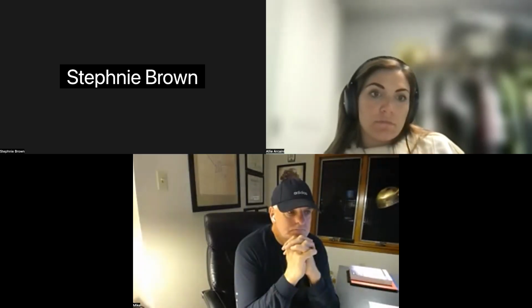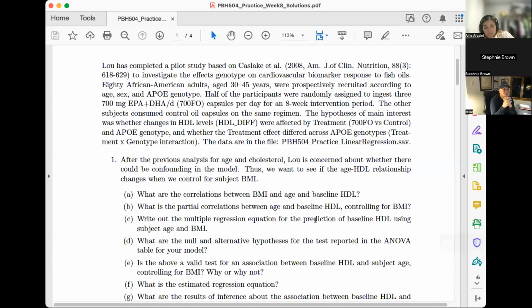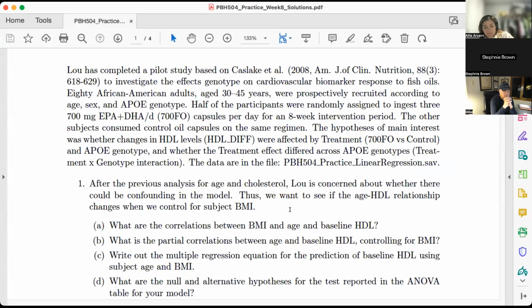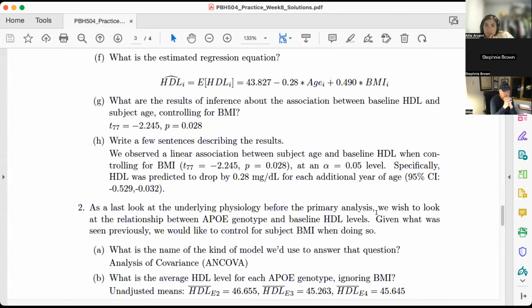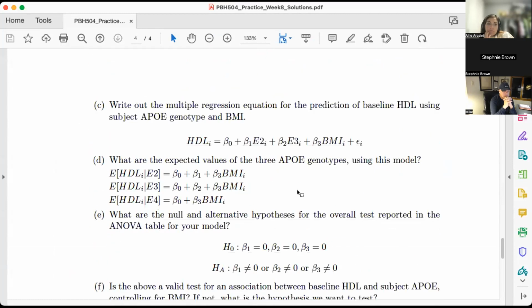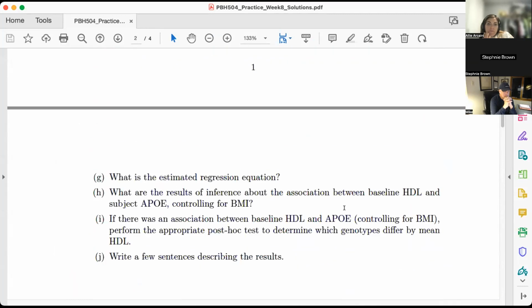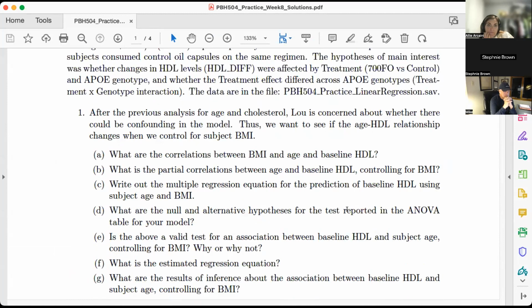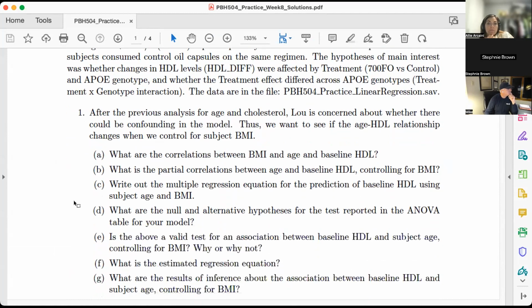So, same practice data set as last week, new practice problems. I'll open them here. These have the answers too, so I'll go through the first one, and then you might look at the second one. Well, we might have time to do both, but anyway, point is we've got it, right? So let's just go through the first one.